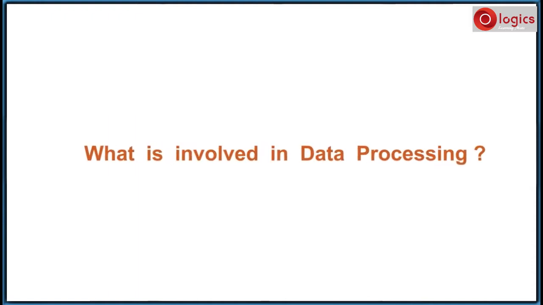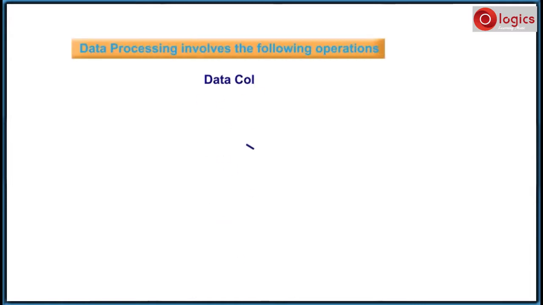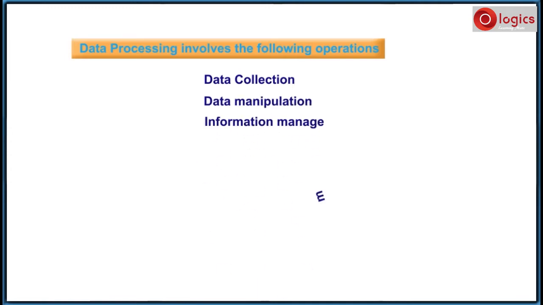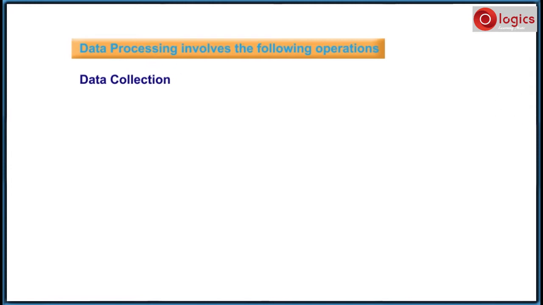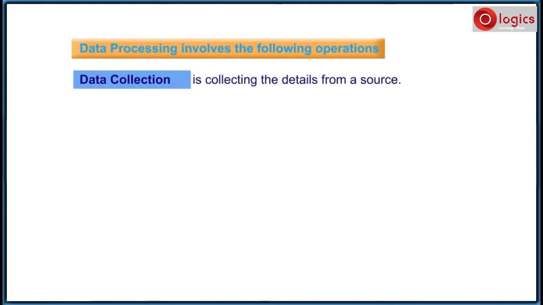Now let us see what is involved in data processing. Data processing involved the following operations: data collection, data manipulation, and information management. Let us see one by one. Data collection. Data collection is collecting the details from a source.